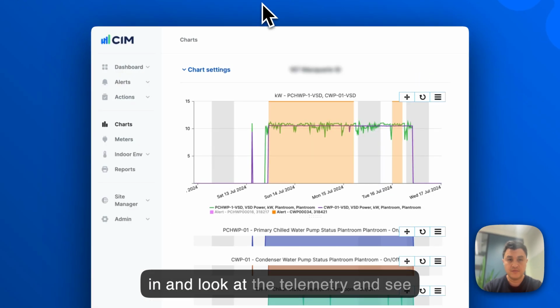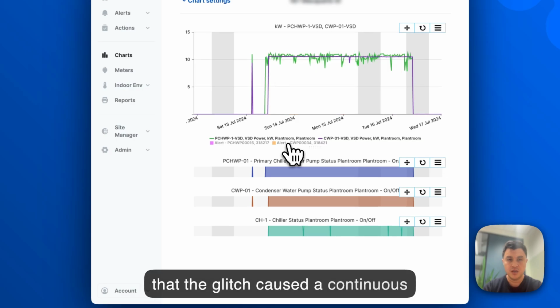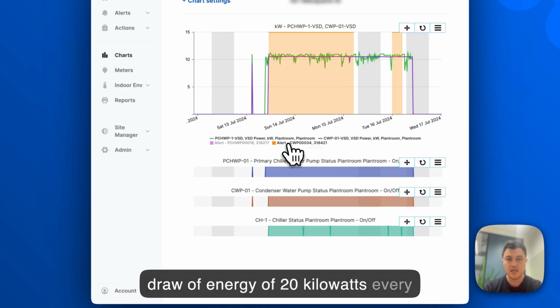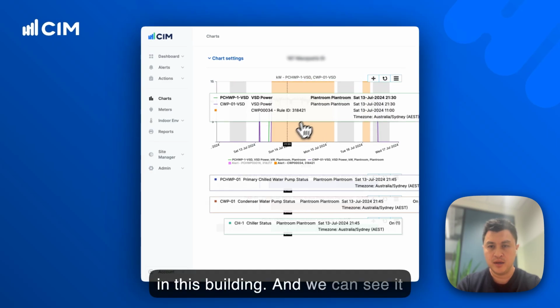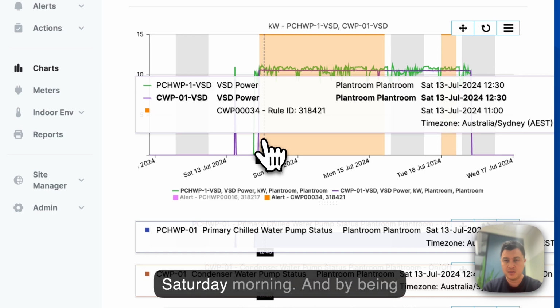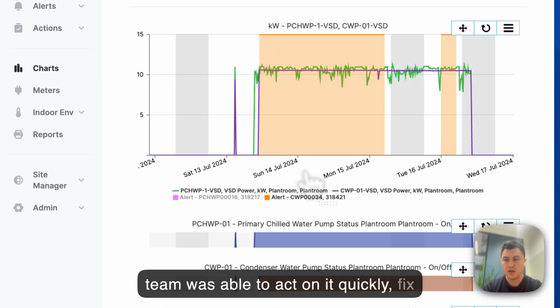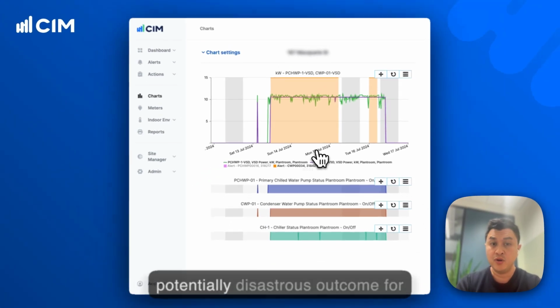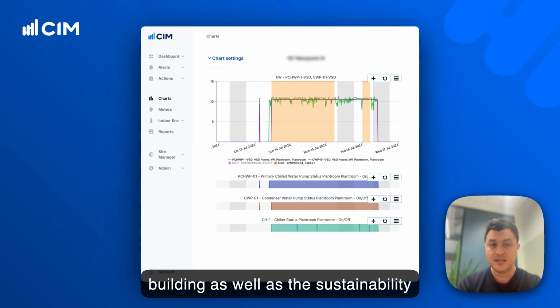So if we dive in and look at the telemetry and see what caused the glitch, well, we can see that the glitch caused a continuous draw of energy of 20 kilowatts every hour across the chilled water pumps in this building. And we can see it actually occurred over the weekend. So it happened at 10 a.m. on a Saturday morning. And by being notified of this issue immediately, the team was able to act on it quickly, fix the programming glitch, and avoid a potentially disastrous outcome for both the energy budgets of the building, as well as the sustainability targets of this building.